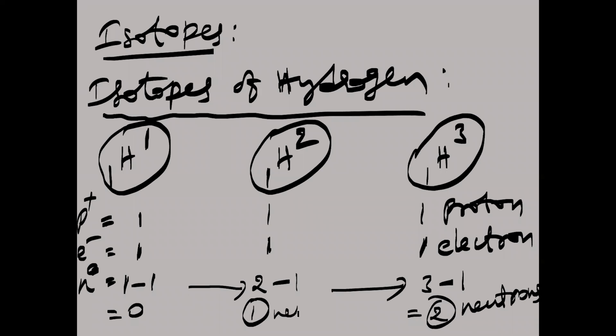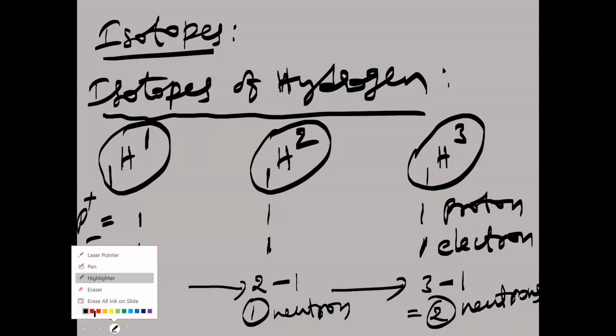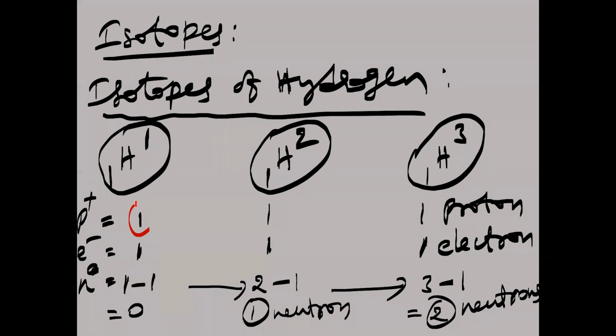So no neutrons in which species? 1H1. 1H2 has 1 neutron. 1H3 has 2 neutrons. Now what is the same here? Electrons number and protons number are the same here. 1 proton, 1 electron in all the three species.